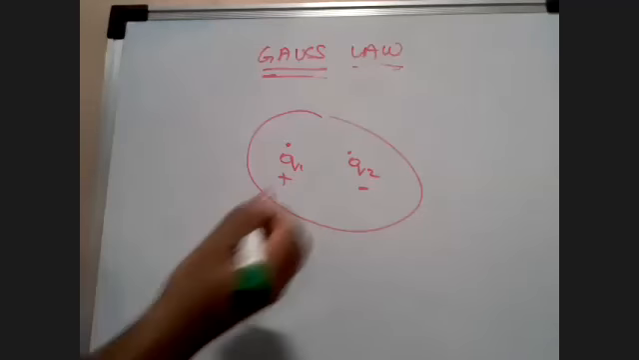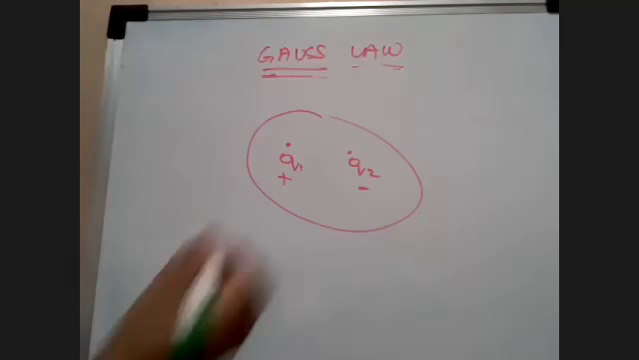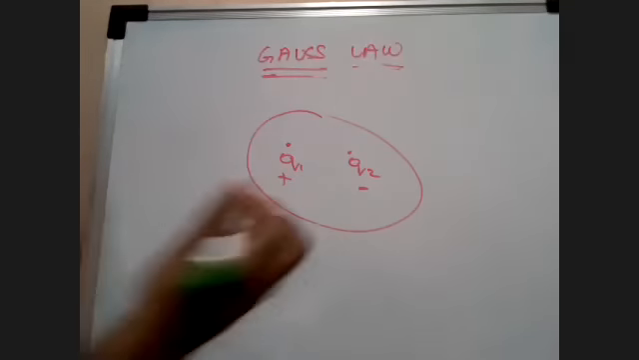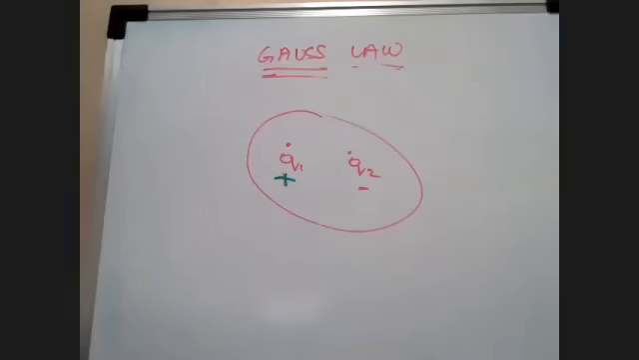But see, look here. Q1 minus Q2 upon epsilon naught? Yes. But Q1 is positive and Q2 is negative. So what is going to happen? What will the entire flux be equal to?